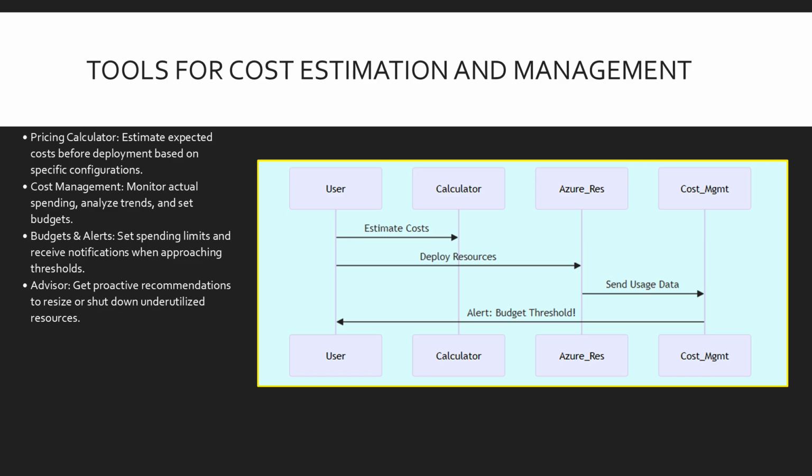This sequence shows the life cycle of cost management. First, the user consults the calculator to estimate costs. Then, they deploy resources to Azure. These resources continuously send usage data to the cost management system. Finally, if spending gets too high, cost management sends an alert back to the user, completing the loop of financial governance.